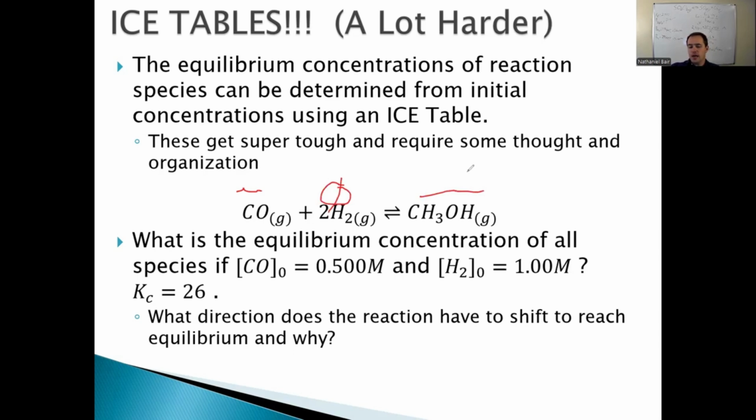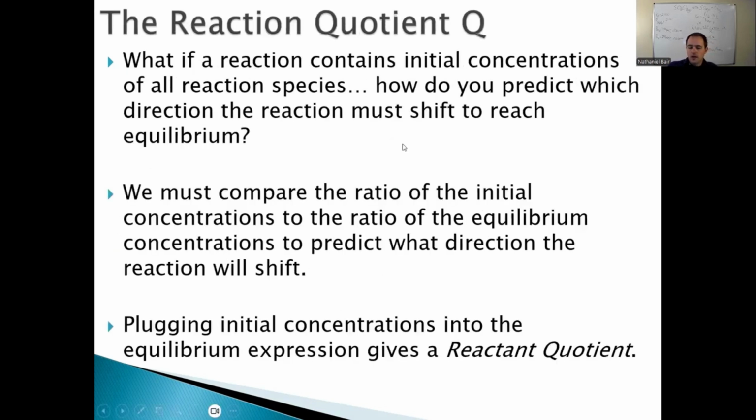Well, now, since I'm missing hydrogen, it's got to go towards the reactant side, because if I don't have any of this, it can't go to the right. It would have to go left to reach equilibrium. It is always easy to predict what direction a reaction will go to reach equilibrium if you are missing something. If you are missing something, you do not have to do this next thing called the reaction quotient.